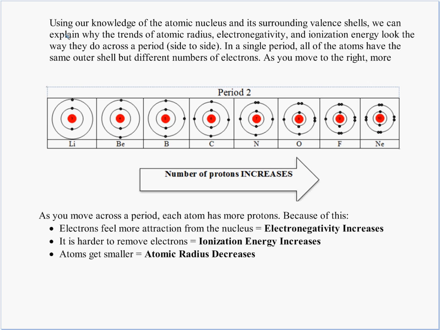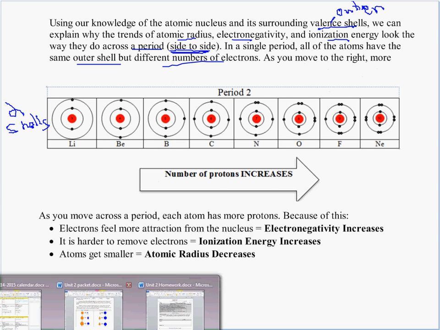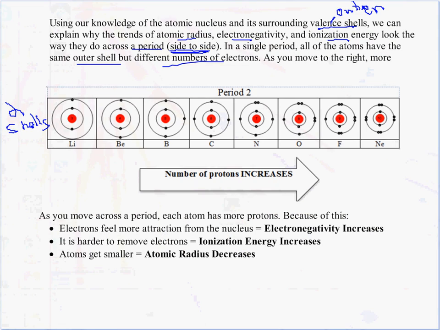So let's keep reading. Using our knowledge of the atomic nucleus and its surrounding valence shells, I know valence is the outer, we can explain why the trends of atomic radius, electronegativity, and ionization energy look the way they do across a period, which is side to side. In a single period, all the atoms have the same outer shell, right? So these all have 2 shells, but different numbers of electrons, that's true. As you move to the right, more... More what? What page is this? Anyway, let's keep looking at this.